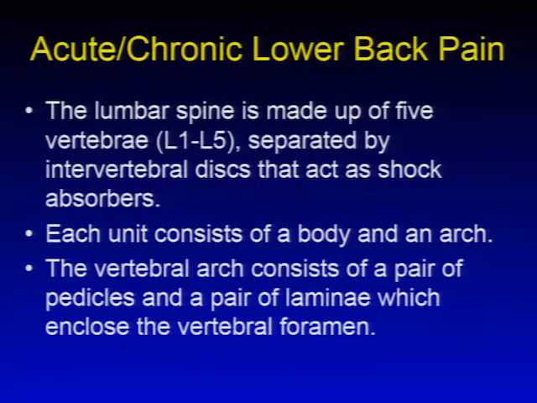So shifting from the neck to the back, we'll now discuss causes of acute and chronic lower back pain. In quick summary, the lumbar spine is made up of 5 vertebrae, separated by intervertebral discs that act as shock absorbers. Each unit contains a body and an arch. The vertebral body consists of a pair of pedicles and a pair of lamina, which enclose the foramen.